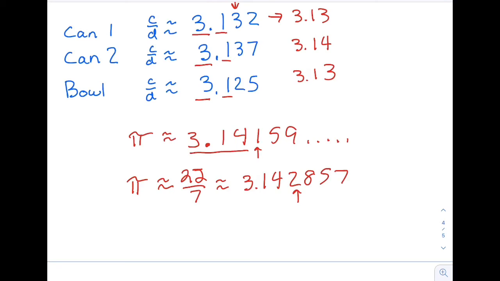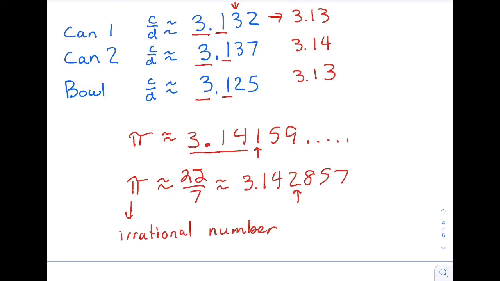Note that pi is an irrational number. We can't write it as the ratio of any two numbers. 22 over 7, 22 sevenths, is the ratio of two numbers, 22 and 7. We can't actually express pi as the ratio of two numbers.